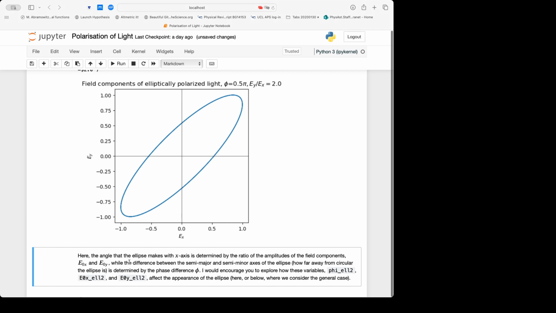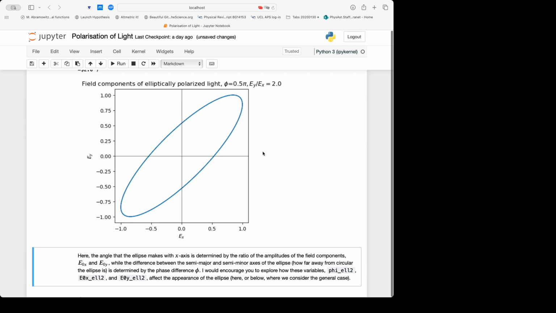And the angle of the ellipse, as it says in the text here, so if we took a line down here, that's the semi-major axis, the angle that makes with the x-axis is determined by the ratio of the amplitudes. And the difference between the semi-major and the semi-minor is determined by the phase difference. So if the phase difference phi was equal to 0, we would be going back to linear polarized light, and so this semi-minor axis here, that is the shortest distance across the ellipse, would go to 0, whereas the semi-major would be at its maximum value.